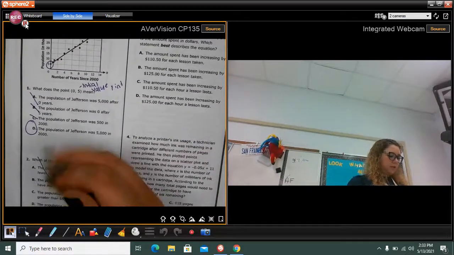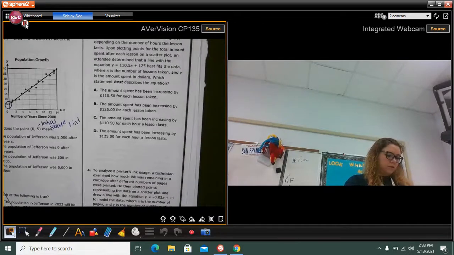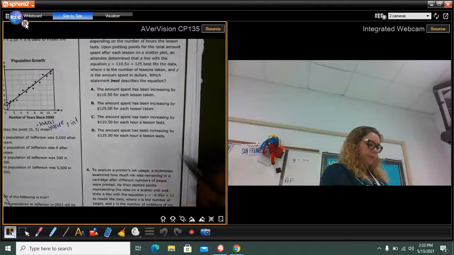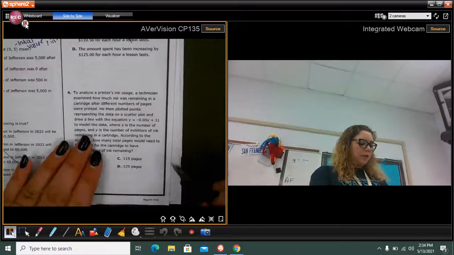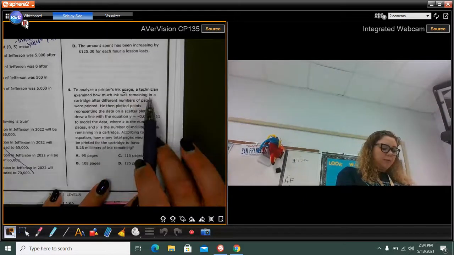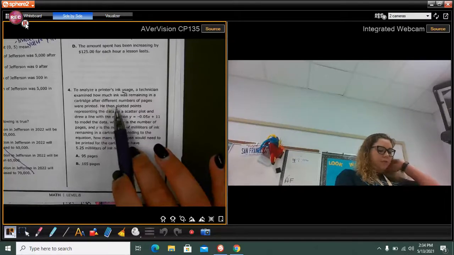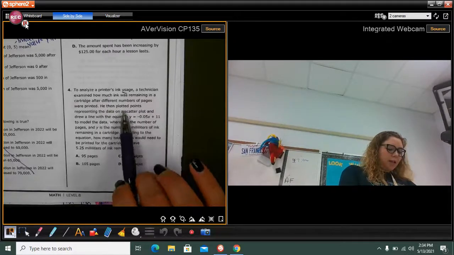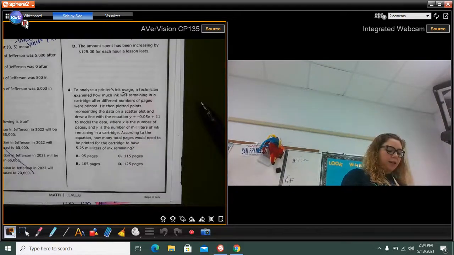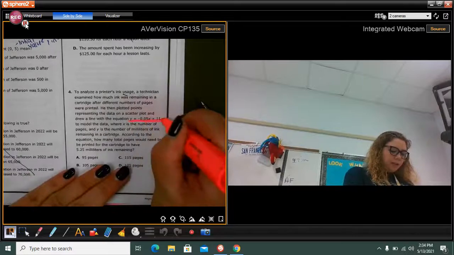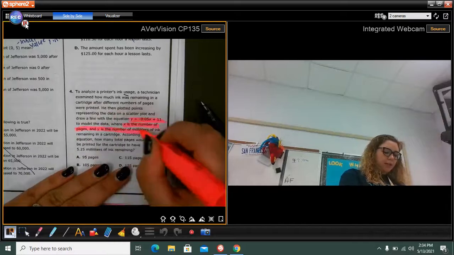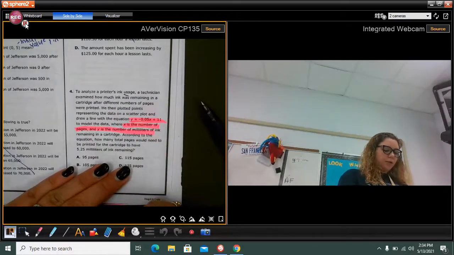And let's get this one. Okay. Let's look at 4. To analyze a printer's ink usage, a technician examined how much ink was remaining in a cartridge after different numbers of pages were printed. He then plotted the points representing the data on a scatter plot and drew a line with the equation y equals negative 0.05x plus 11 to model the data, where x is the number of pages and y is the number of milliliters of ink remaining in the cartridges.